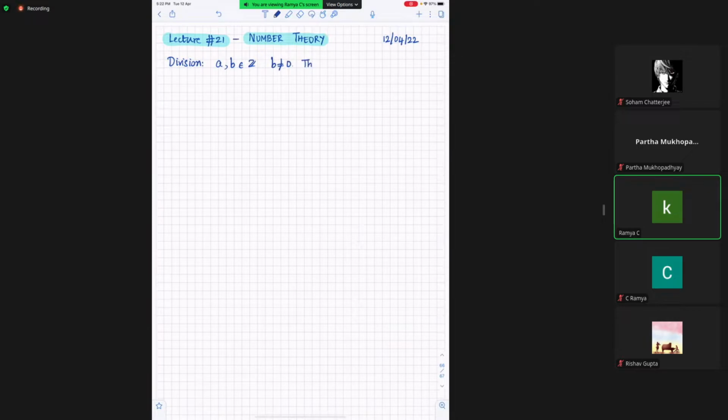Then we know that there exist Q and R, both integers, such that you can write A as BQ plus R. This is essentially what you do when you divide: Q times B, and this leaves a remainder R. So this is the quotient, this is the remainder.